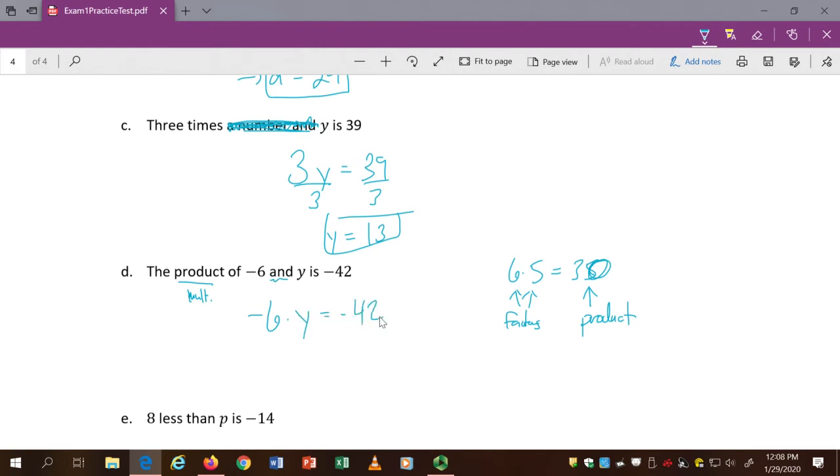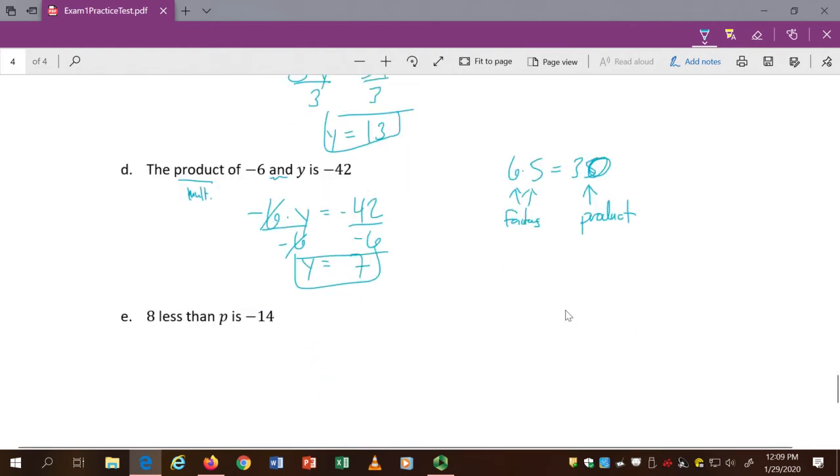How do you solve that one? You're going to divide by -6. Don't forget the sign, because you want to get that sign out of there. So you're just left with y equals 42 divided by 6, which is 7. A negative divided by a negative is always positive, so you're done.